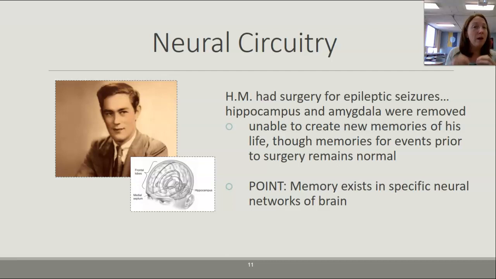He could remember enough in his short-term working memory to maintain a conversation, but as soon as he got distracted or that conversation ended, he couldn't retain what had just happened. The point is that memory exists in specific neural networks of the brain, and that we need certain structures like the hippocampus and amygdala to retain something beyond that instantaneous sensory memory.